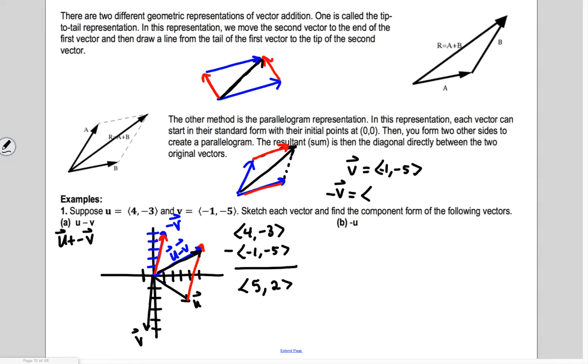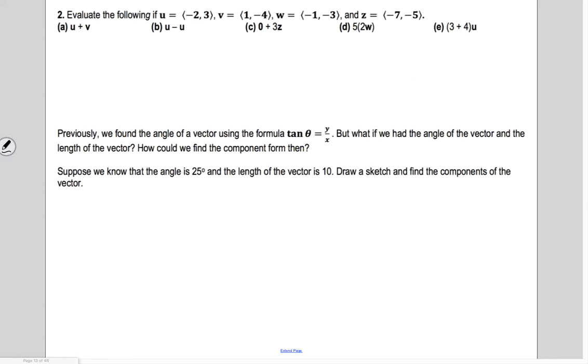All right, so what's negative u going to be? We don't have to draw a picture, but what's negative u? Negative 4, negative 3. Can you guys visualize in your head on this picture? Oh, I just wrote the wrong thing. All right. Negative 4, 3. So think about on this picture where it's going to be. Negative 4, positive 3. Does that go in the opposite direction of u? That's what happens. So it flips it around. It goes in the opposite direction. Okay? All right. So evaluate the following.